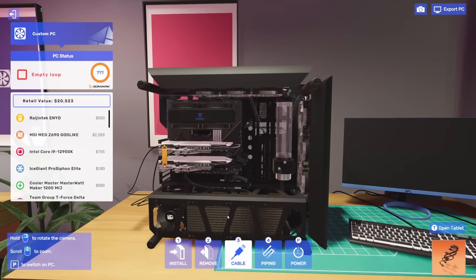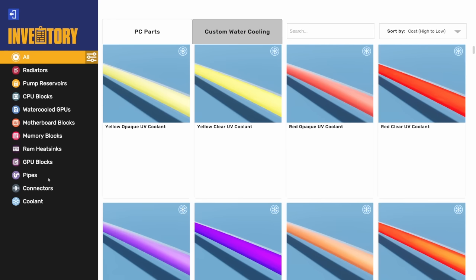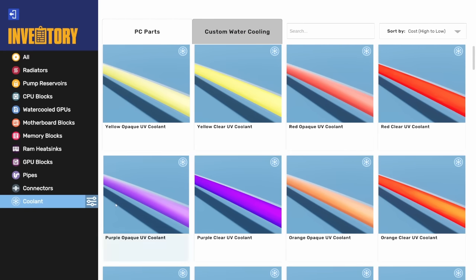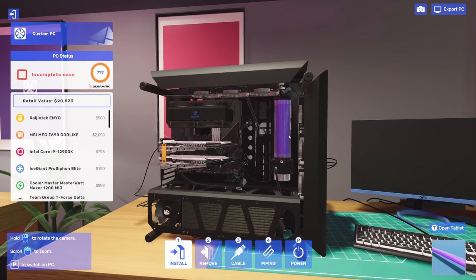We are piped. Let's throw some coolant in because it's going to take a little while to run through the system. We're going to do purple opaque because it's pretty, I guess. So there it goes. Out of the reservoir down to our bottom radiator.